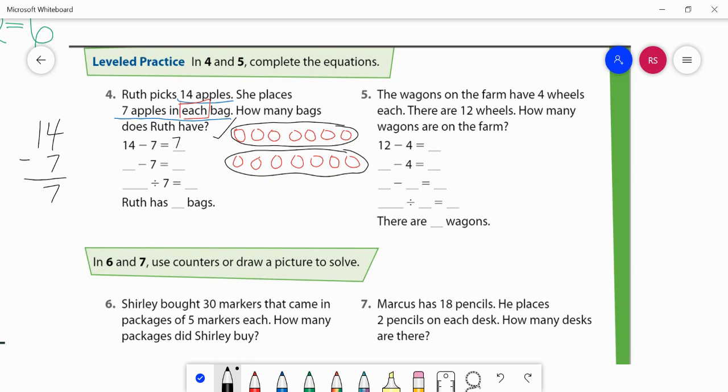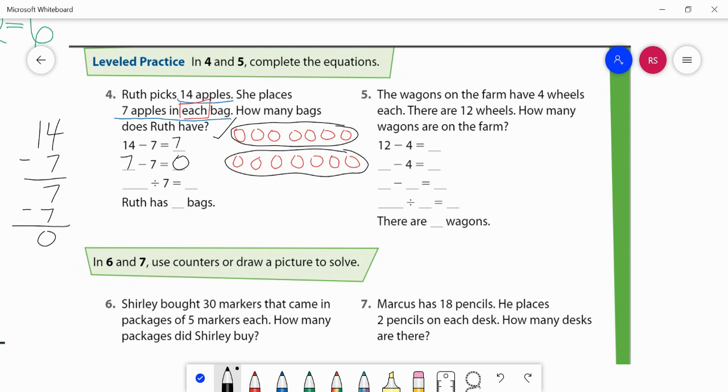Now, using repeated subtraction, I have 7 left. I need to put those next 7 into a bag. So 1, 2, 3, 4, 5, 6, 7. We would take those and put them in a bag. So I would have started with 7. I bagged 7. So 7 minus 7 is 0. Once I reach the 0 point, I'm done. I've created my equal groups. How many groups of apples do I have? I have 2 groups of apples, right?